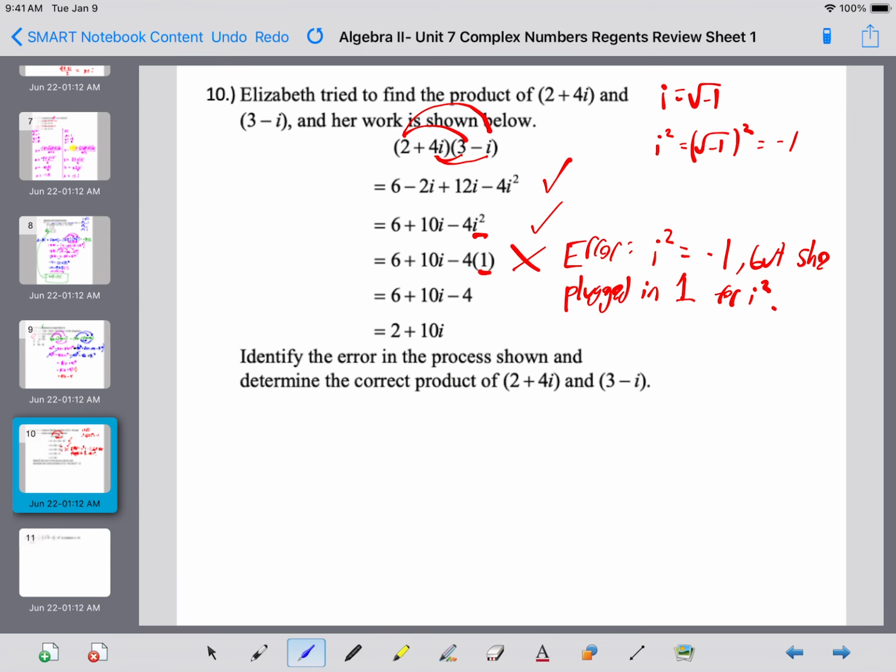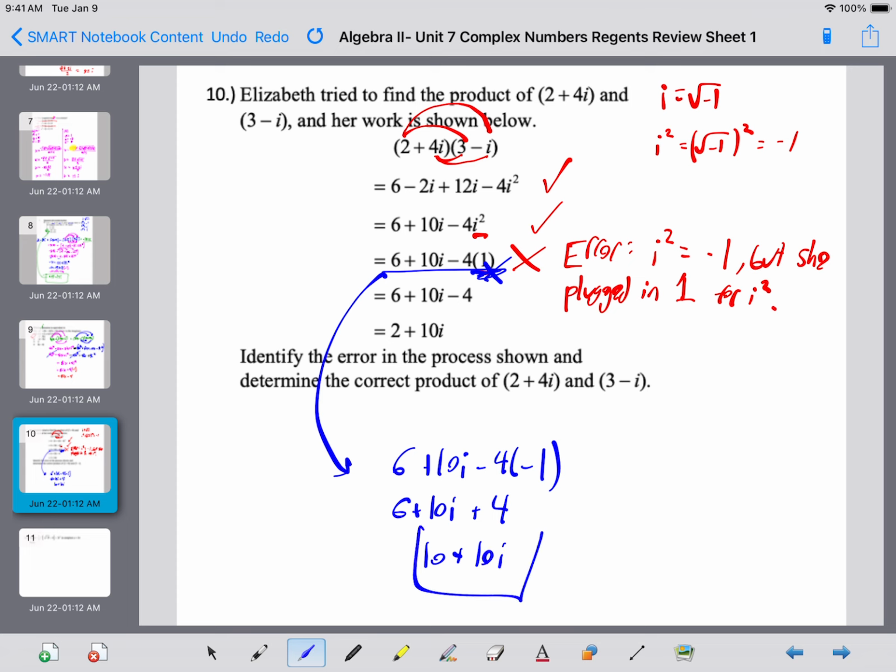Okay, so let's just start from there now. 6 plus 10i minus 4 times negative 1, not 1. So 6 plus 10i plus 4, 6 plus 4 is 10. 10 plus 10i. Really easy thing you could have done in your calculator. If you're in a plus bi mode, you would put 2 plus 4i times 3 minus i, and in my calculator it says 10 plus 10i. We were right. So you could even check your work.